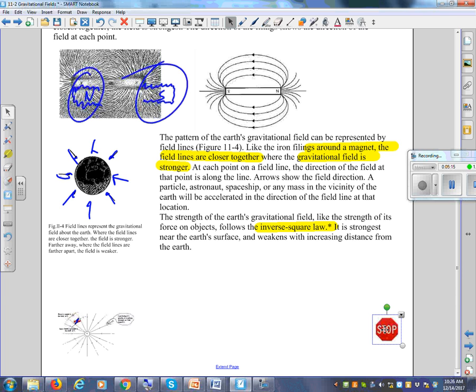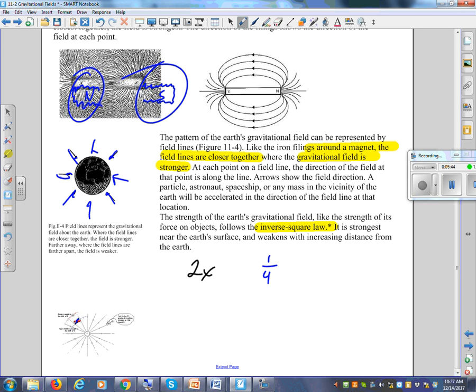Okay, so inverse square law means this. If you are 2 times as far away from the Earth as you are, that's actually the center, like if it's 9.8 here on the surface of the Earth, if you went 2 times farther away, what would be the strength of the Earth's gravitational field? Well, it wouldn't be 1/2. As you get farther away, it gets less. It would actually be 1/4.